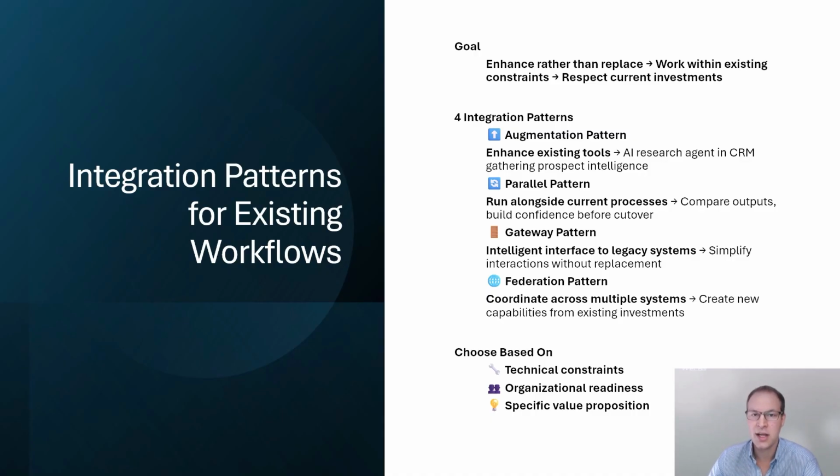The parallel pattern runs an agent alongside an existing process, allowing gradual transition and validation. Organizations can compare agent outputs with traditional approaches, building confidence before full cutover. The gateway pattern positions agents as intelligent interfaces to complex legacy systems, simplifying interactions without requiring system replacement. The federation pattern connects multiple existing systems through an agent that can coordinate across them, creating new capabilities from existing investments. Each pattern has different implementation requirements, change management implications, and value delivery timelines. Choose the pattern based on the technical constraints, organizational readiness, and the specific value proposition of your agent capabilities.